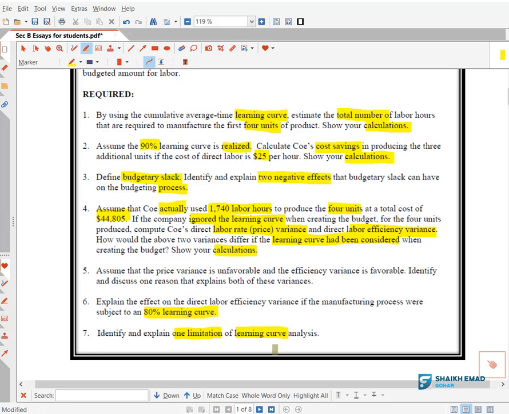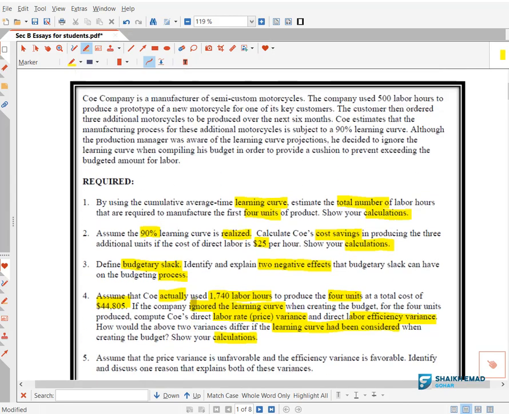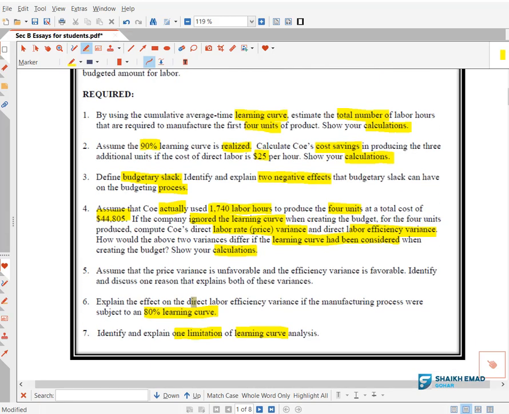That's why I told you for every method we do, you need to know the limitations and advantages, because they will ask like this always. One limitation, two limitations, this and that. Anyways, let's see the scenario. So you got to know this question is basically covering the learning curve area, the budgetary slack, and a little bit of variances. Okay, 3 topics are covered in this essay question.